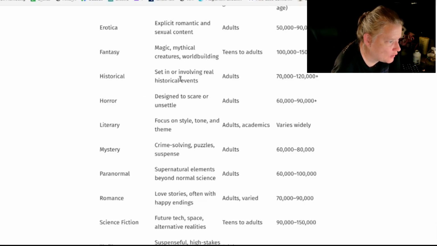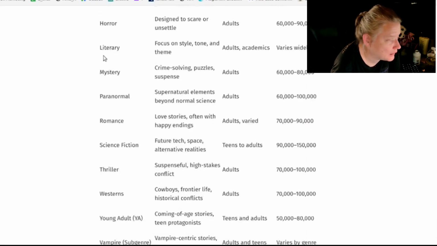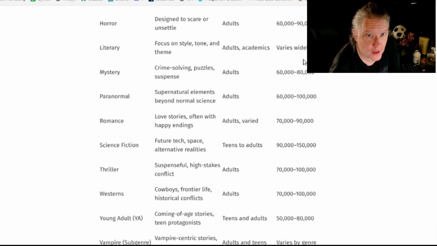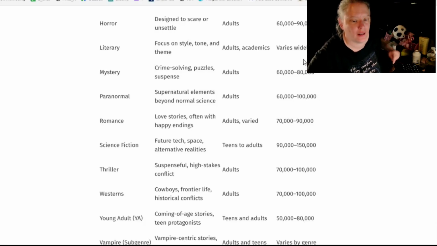Historical, set in or involving real historical events. Adults typically read this. The word count is typically 70 to 120,000 words. Horror, designed to scare, terrify, or unsettle readers. Typically for adults, 60 to 90,000 words. Literary. This tends to focus on style, tone, and theme. It's for adults and academics. Honestly, you could have anything from 10,000 words to takes you a year to get through it.